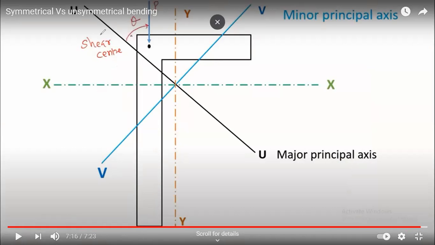Let us take an example of an angular section. First of all, we know the angle section is unsymmetrical in nature. So this point is the center of gravity of the angular section. You can see it clearly: the center of gravity is not coinciding with the shear center.